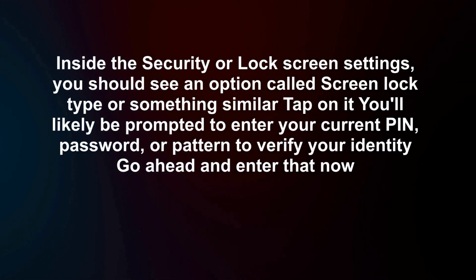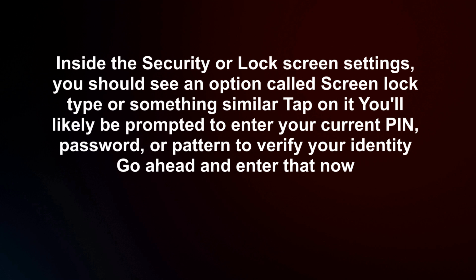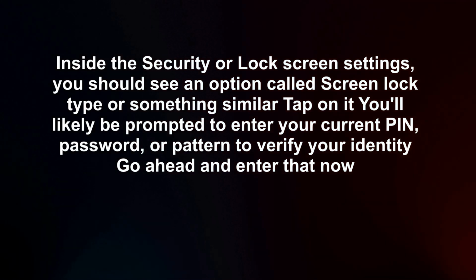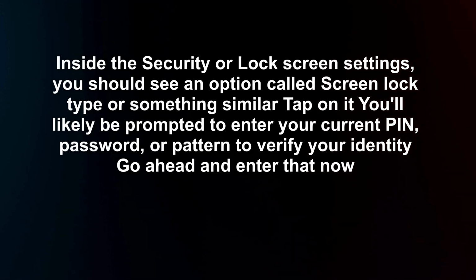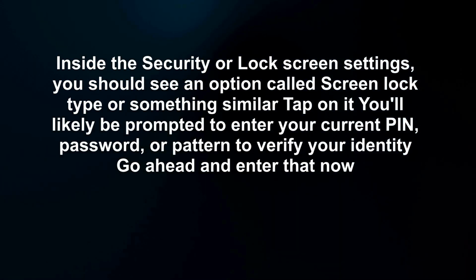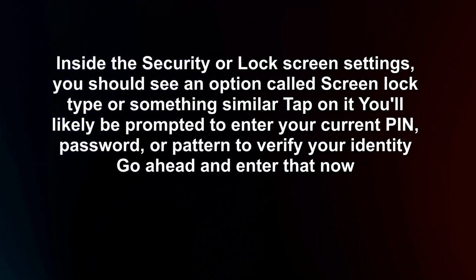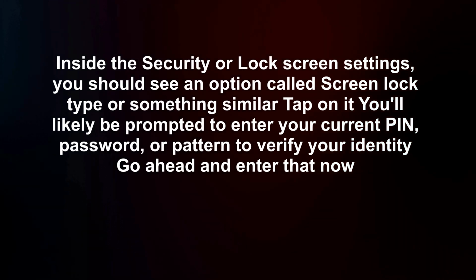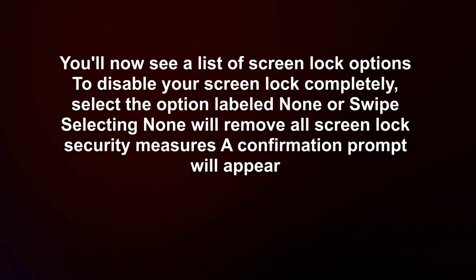Inside the security or lock screen settings, you should see an option called Screen Lock Type or something similar. Tap on it. You'll likely be prompted to enter your current PIN, password, or pattern to verify your identity. Go ahead and enter that now. You'll now see a list of screen lock options.